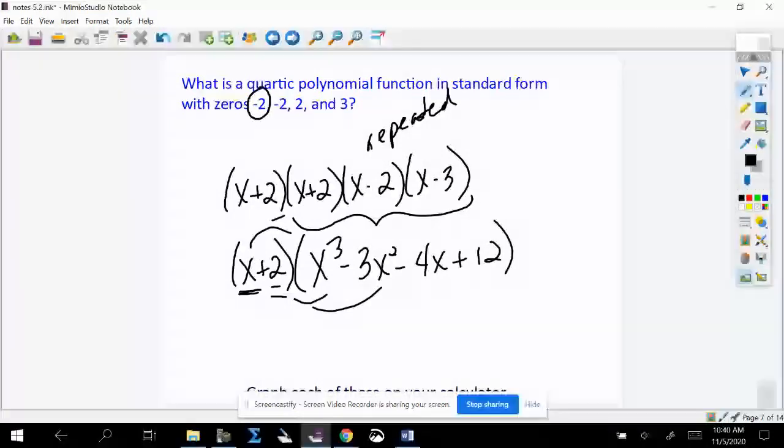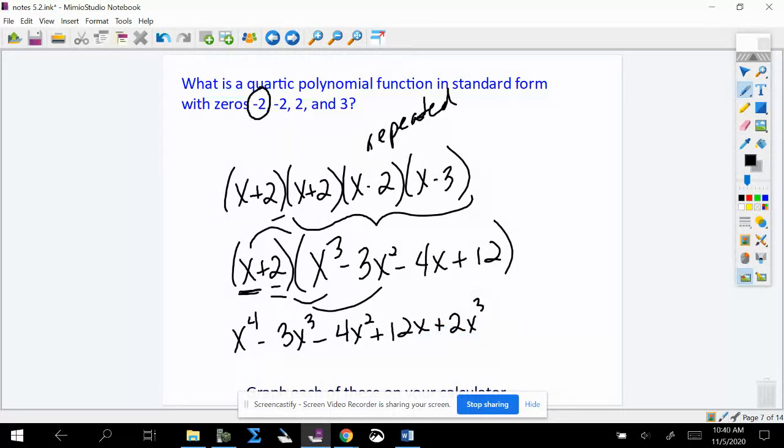So first I'm going to take x times everything. So x times x to the third is x to the fourth, x times -3x squared gives you -3x cubed, x times -4x is -4x squared, and x times 12. So that's multiplying everything by x. And now I'm going to multiply everything in the second parentheses by 2, so essentially just doubling them all. So we get 2x to the third minus 6x squared minus 8x plus 24. Don't worry, they're not all this long, I promise.